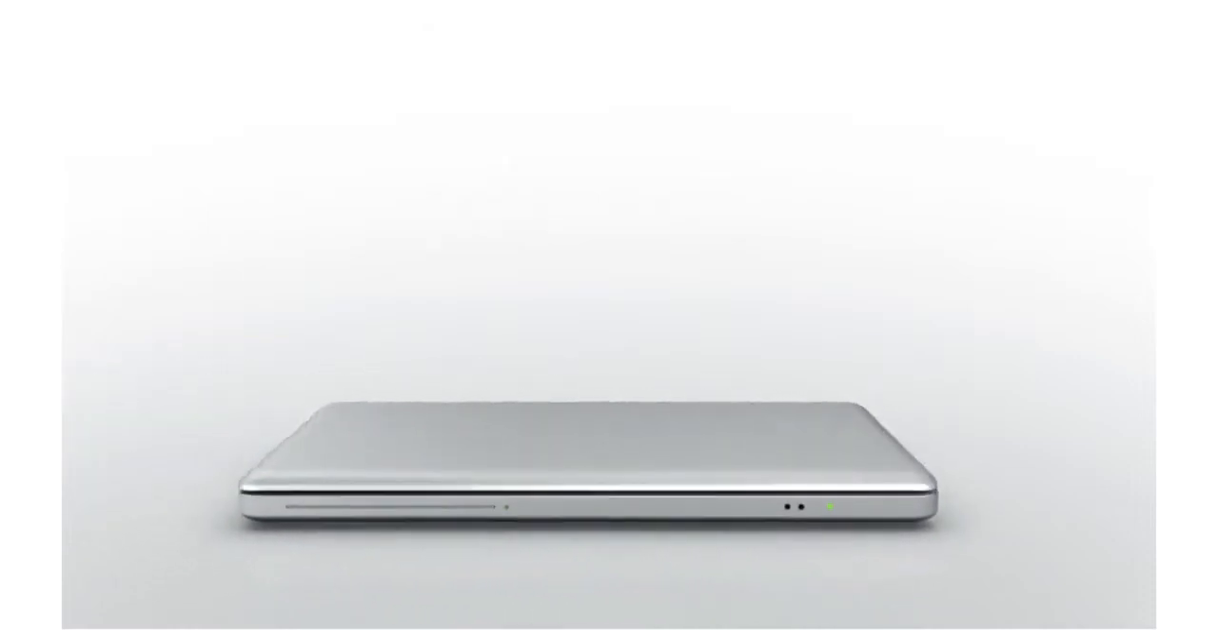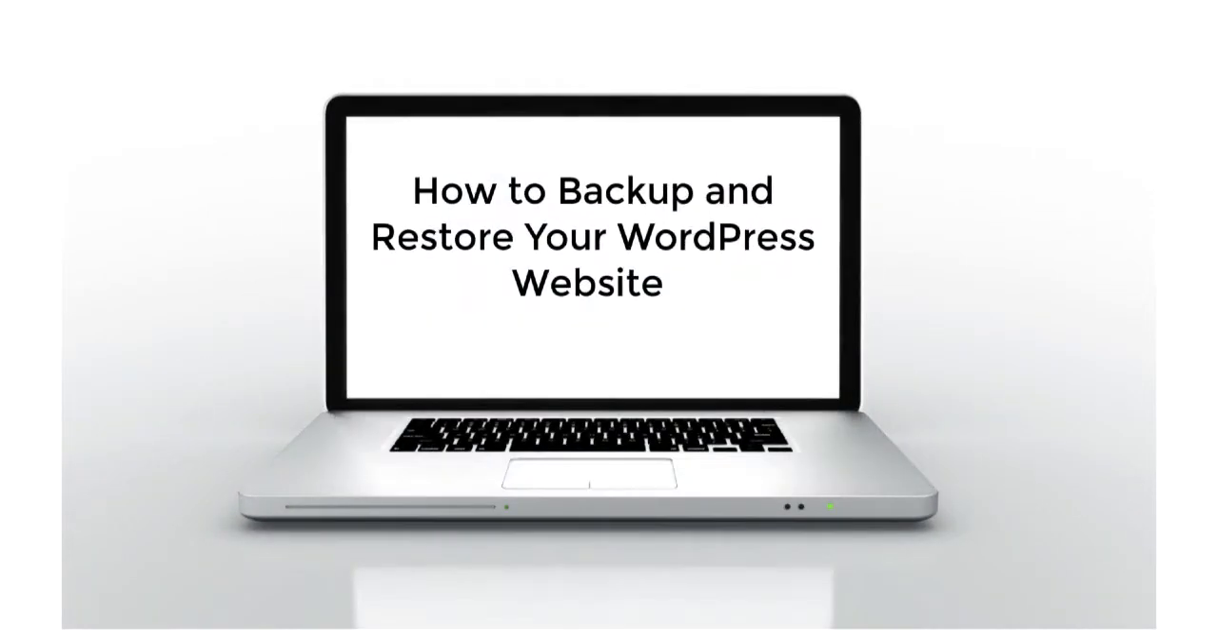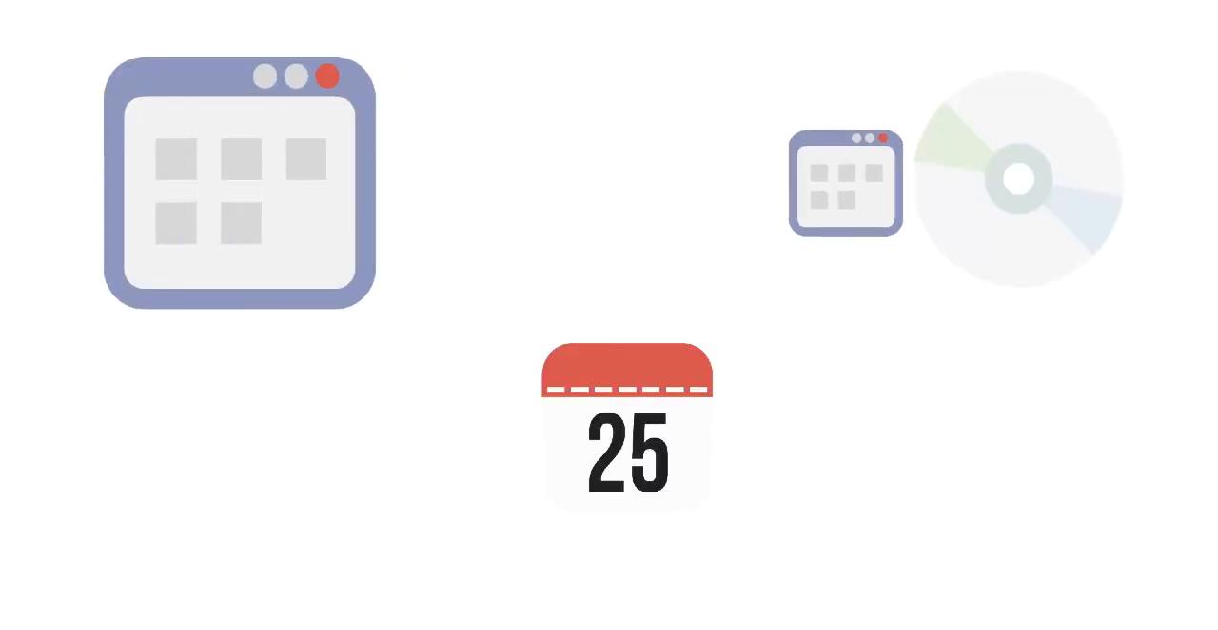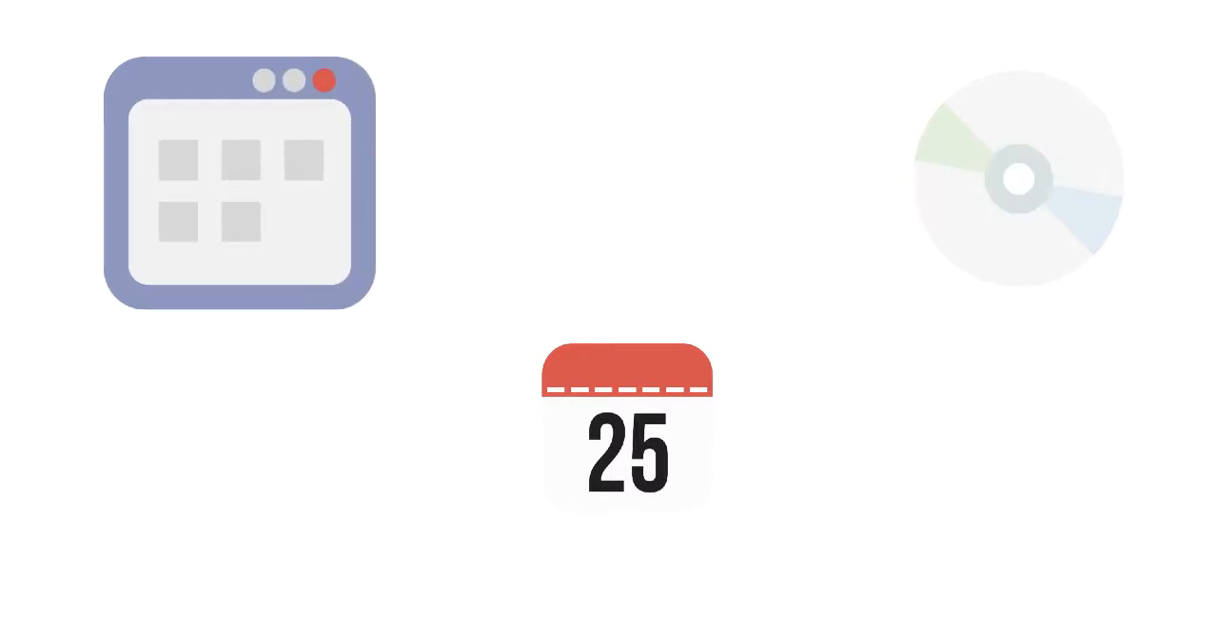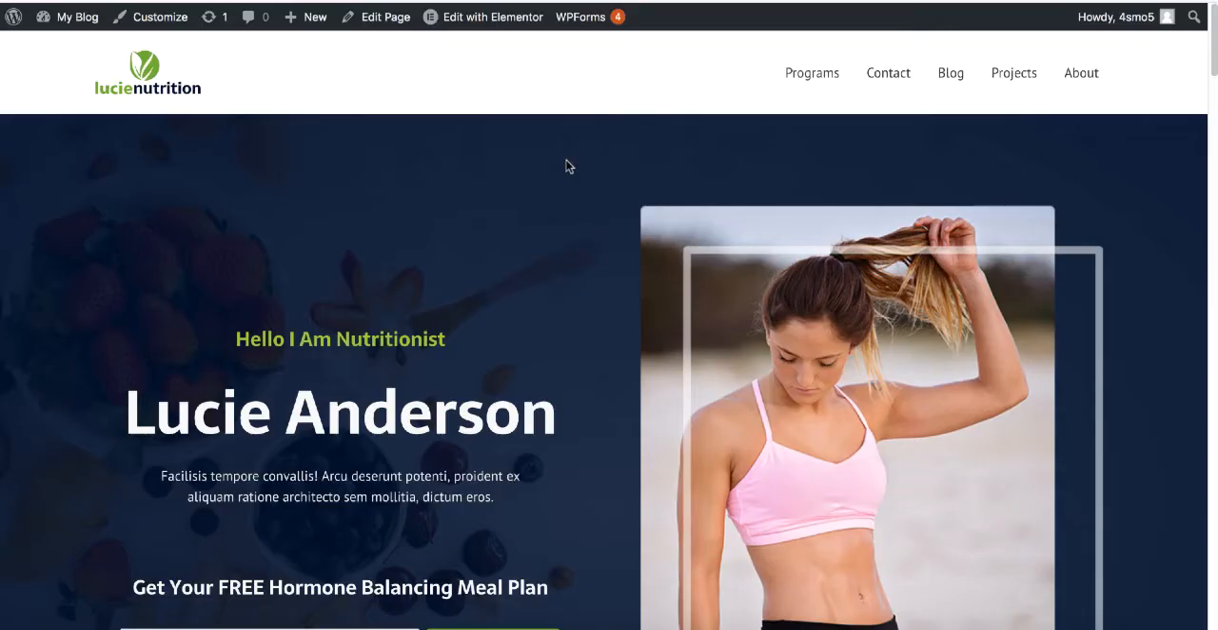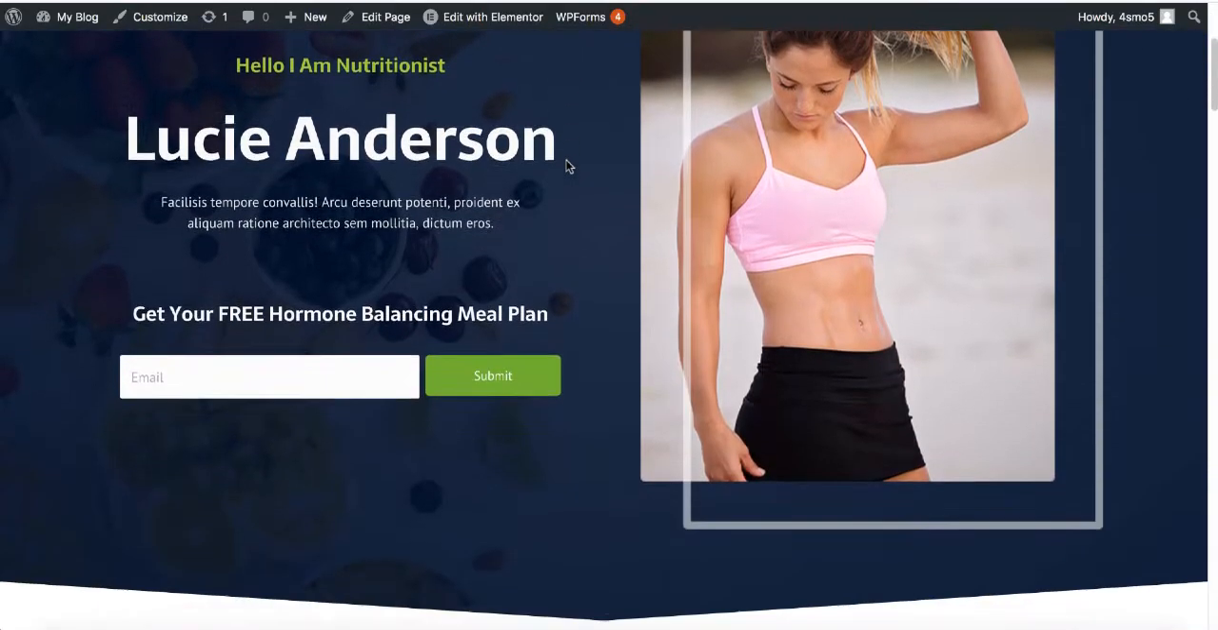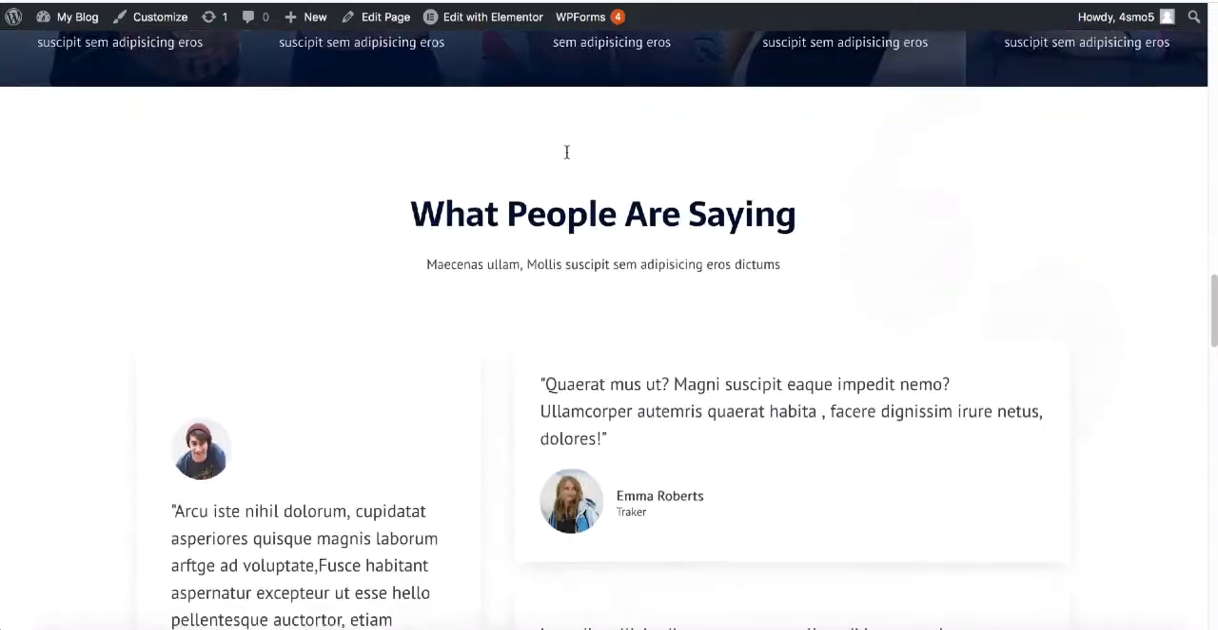Hey everyone, in today's video I will show you how you can backup and restore your WordPress website. So the backup is a copy of your website at a certain date and time on the server. So if you were not happy with your new changes or your website crashed because of the new updates, you can restore your website back to the time that you took the backup and your website will be up and running again.